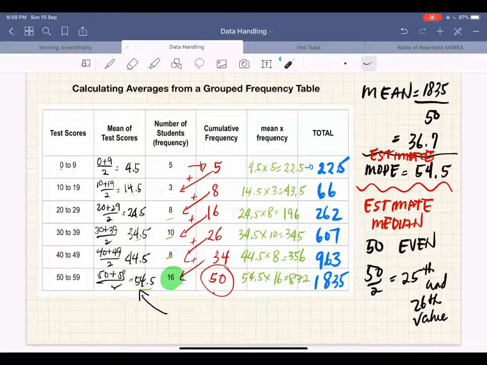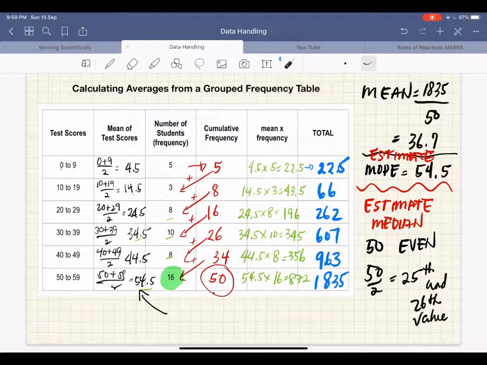So we'll keep on counting. The third class interval, you have the 16 values already. So where would the 25th be? It would be in this class interval, because you have 1, 2, 3, 4, 5, 6, 7, 8, 9, 10, 11, 12, 13, 14, 15, 16, 17, 18, 19, 20, 21, 22, 23, 24, 25, and 26. So the 25th and the 26th value is in this class interval.